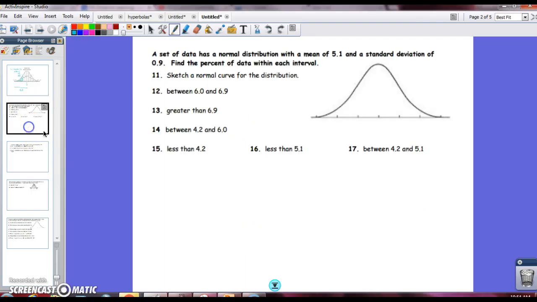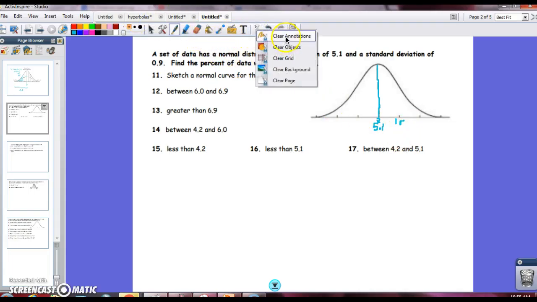We're going to do a few examples so you can get an idea of what we're talking about here. It says a set of data has a normal distribution with a mean of 5.1. Okay, so here's my curve. Here's my mean. This is 5.1 right here. That's my x bar. Standard deviation of 0.9. So if I go one standard deviation above my mean, I'm going to add 0.9 to that. That puts me at 6.